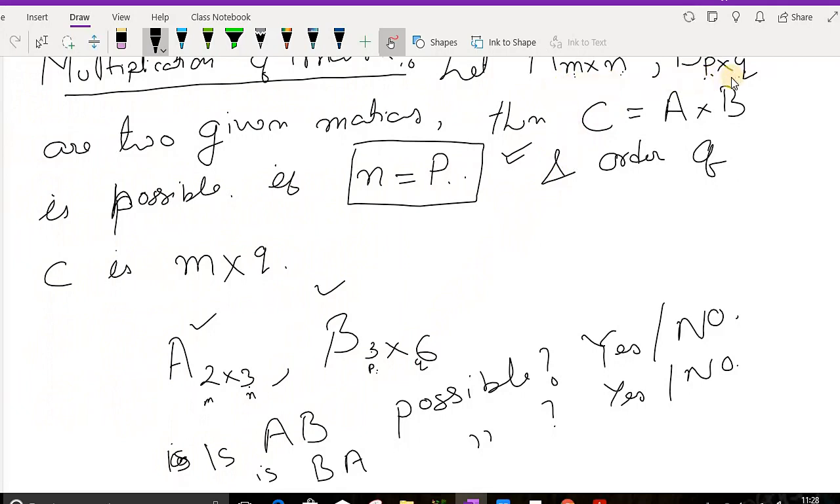A is M by N, B is P by Q, and C is equal to A into B. It is possible when N equal to P. So you can see here N is 3, P is 3, so they are equal. Therefore AB is possible. Will BA be possible? A becomes B and B becomes A. So B order is 3 by 6, A order is 2 by 3. So 6 is not equal to 2. So this is not possible, and this is possible.